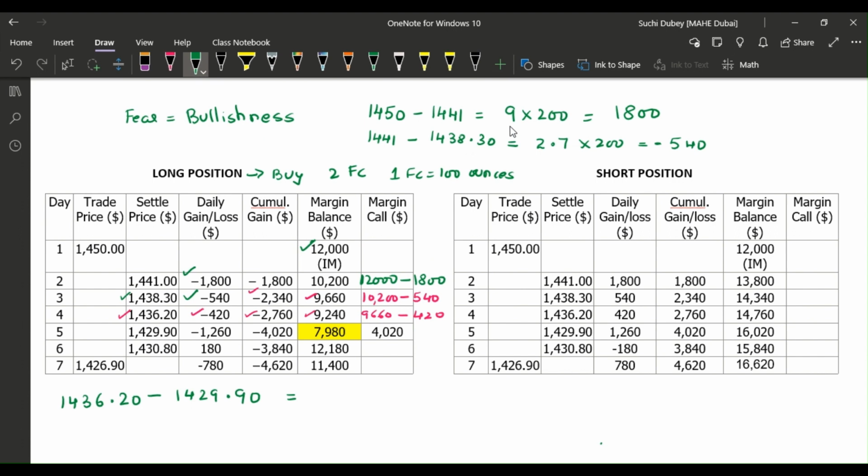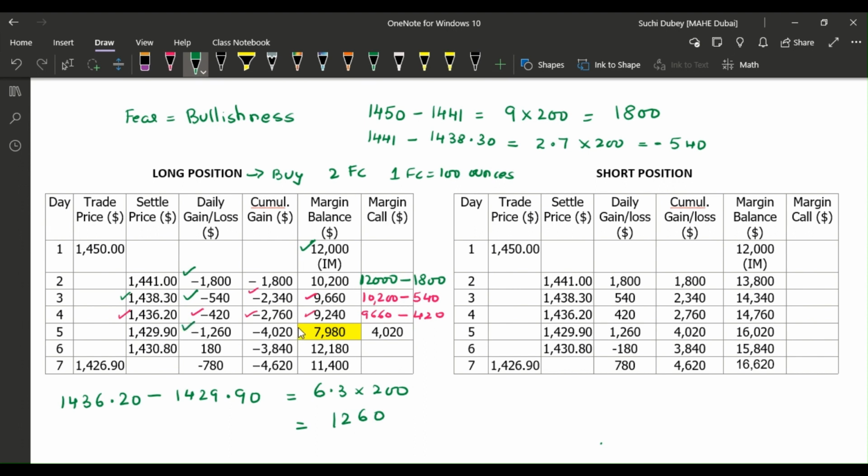How much is the difference that is coming? Let me calculate this difference. 1436.20 minus 1429.90. The difference is coming as 6.3. 6.3 times 200 will give me 1260, which is this value.